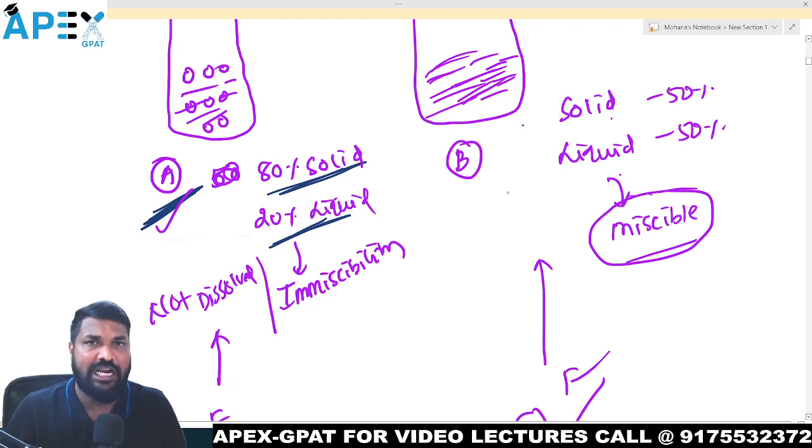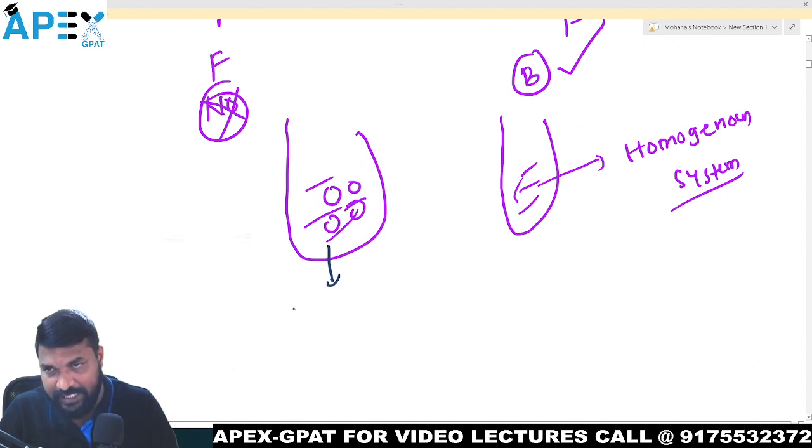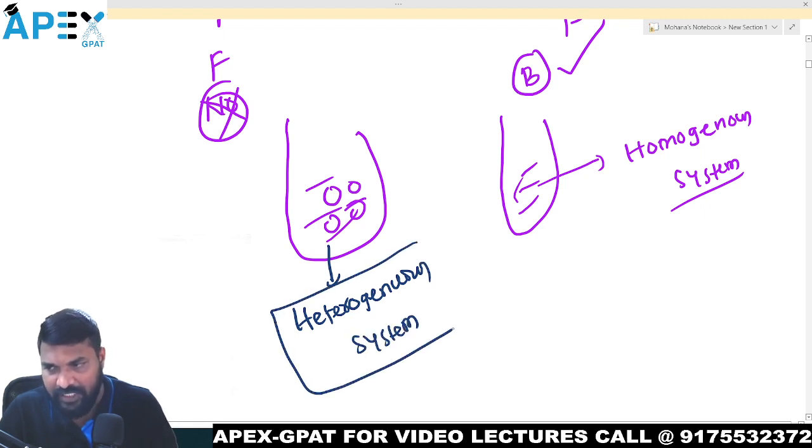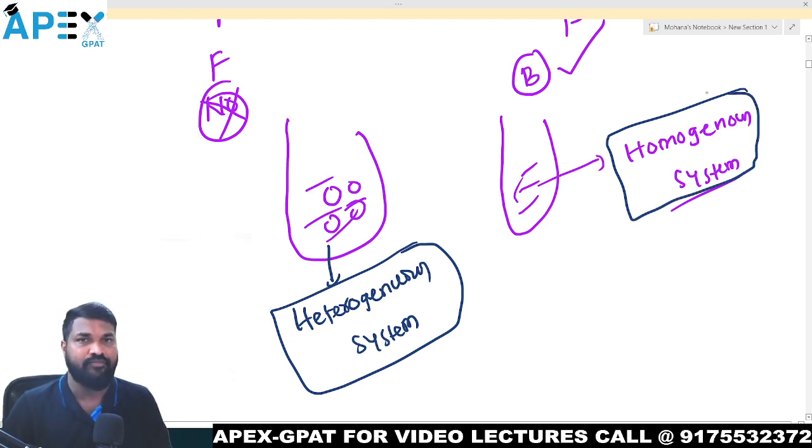Both are not soluble. That means we get two phases here. That's why we call it a heterogeneous system. This is the heterogeneous system. This is the homogeneous system.